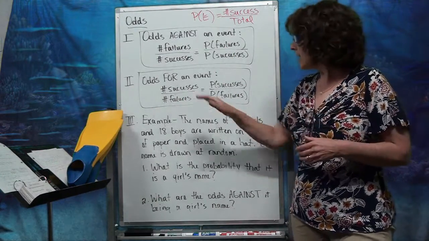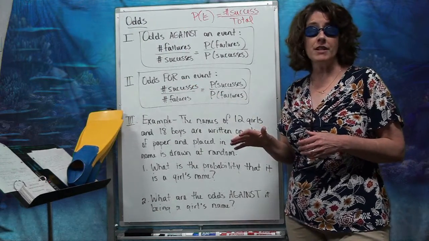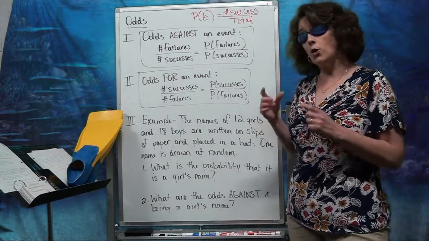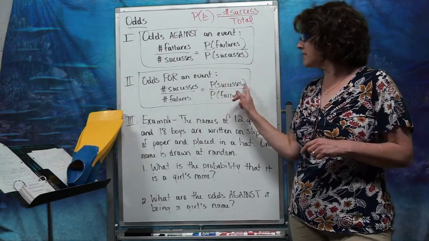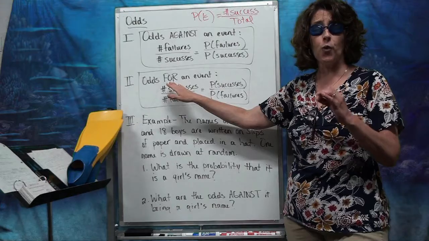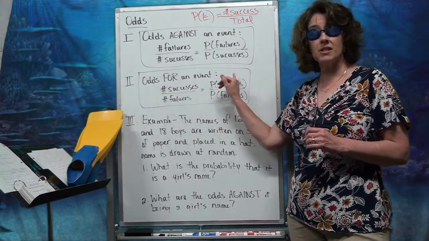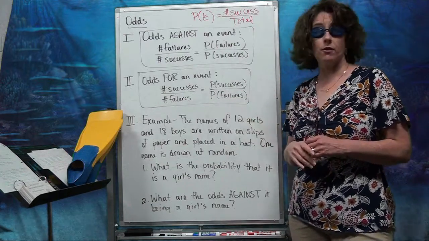Flipping that around, if I'm talking about the odds for an event, then if I don't know those numbers, but I know probabilities, I'll say the probability of the success of the event, because I'm looking for, that means good. That means I want this to happen. So I'll do the probability of the success over the probability of the failure.